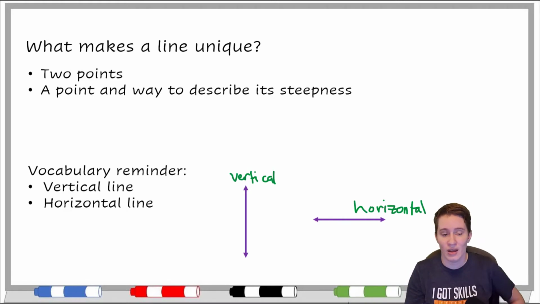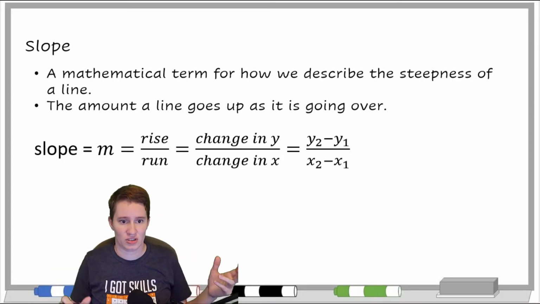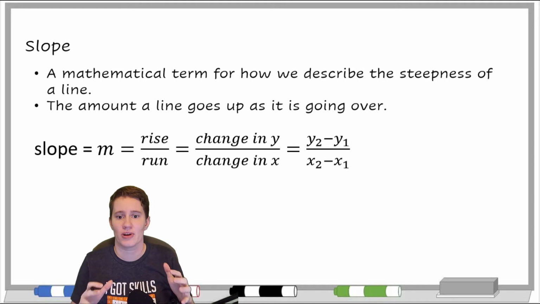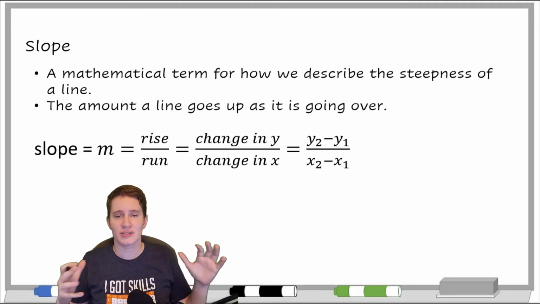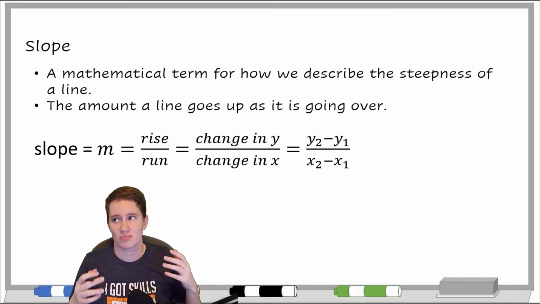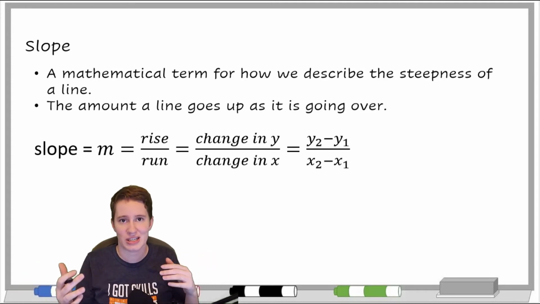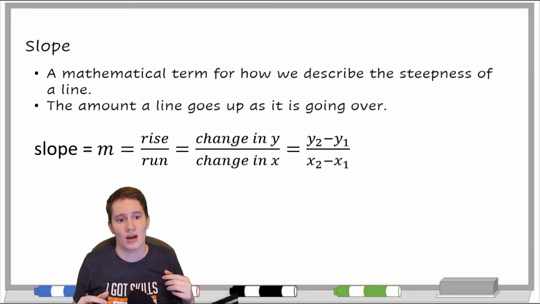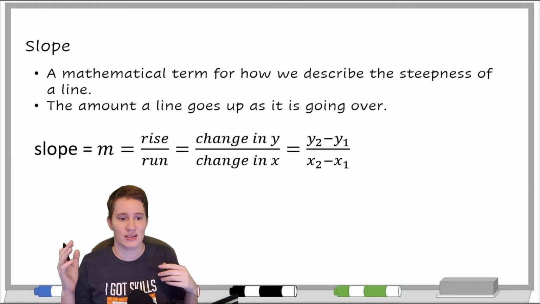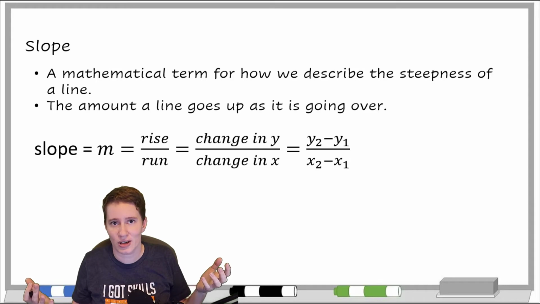So there you go. Now, let's actually dive into what slope is in the context of math. Alright, so here is this thing called slope. This is a mathematical term for how we describe the steepness of a line. Really, they're basically synonyms of each other. When we talk about slope, we're talking about steepness, we're talking about how much change is happening over time, that sort of thing. The other way of thinking of it is it's the amount a line goes up as it's going over. Again, that's basically what steepness describes, right?